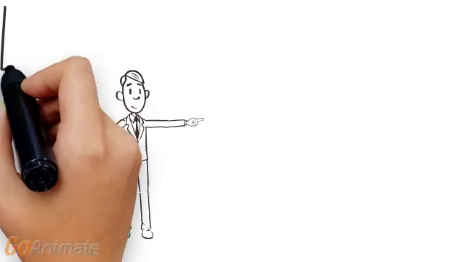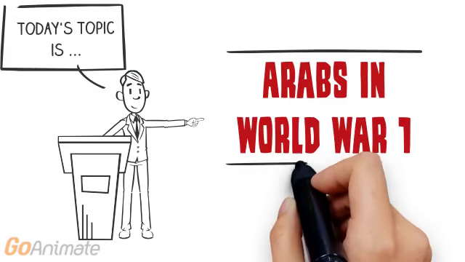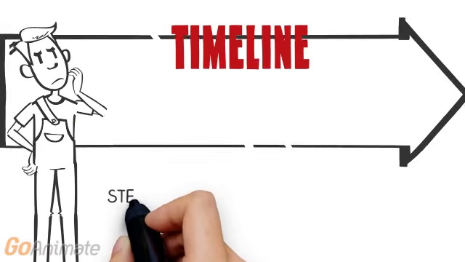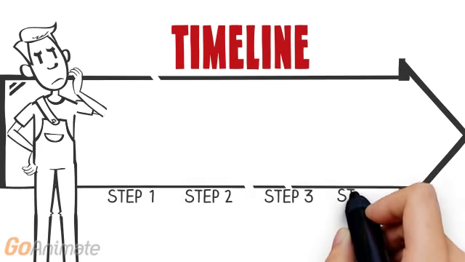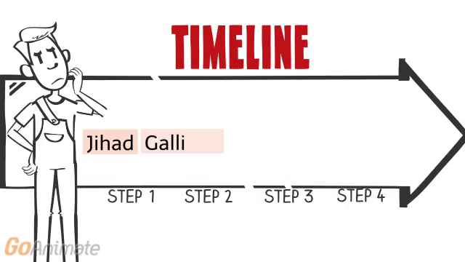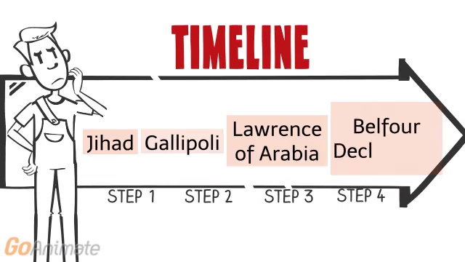Today's topic is Arabs in World War I. In today's tutorial we will talk about the timeline, starting with Step 1, the Jihad, Step 2, Gallipoli, Step 3, Lawrence of Arabia, and Step 4, the Balfour Declaration.